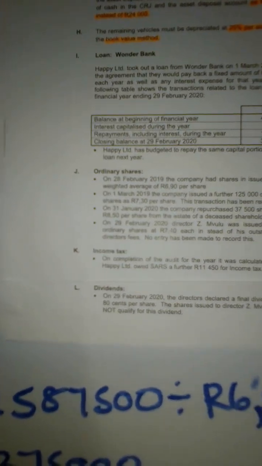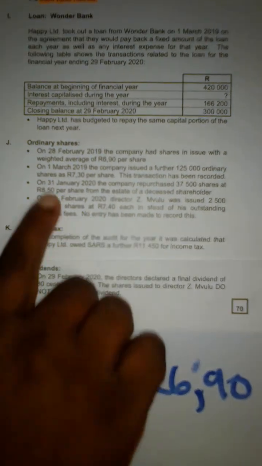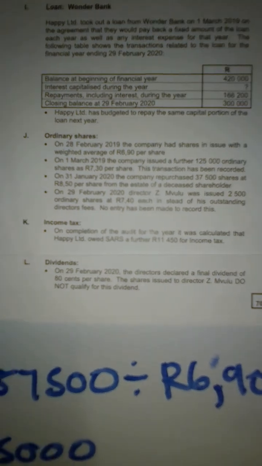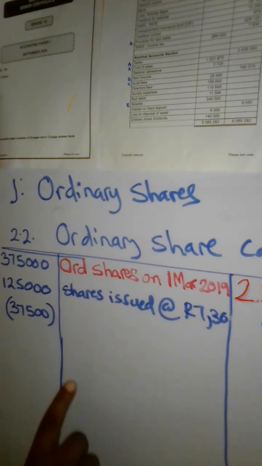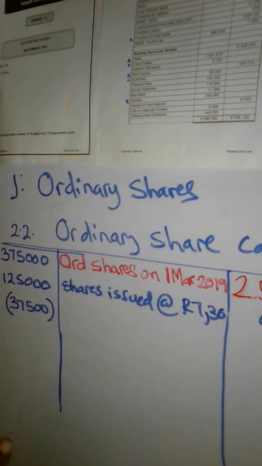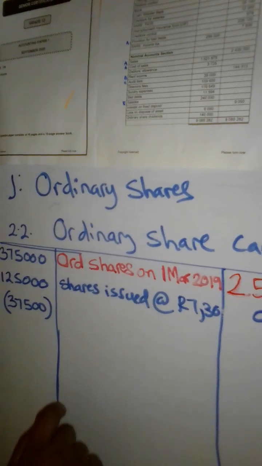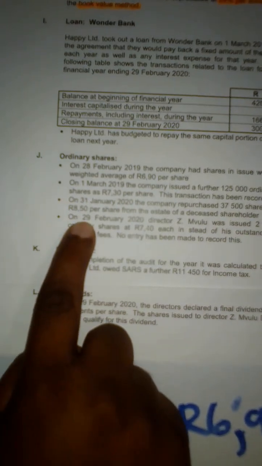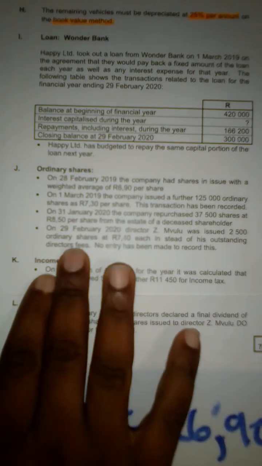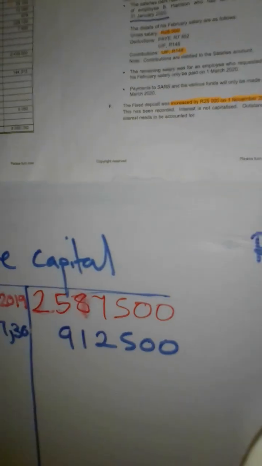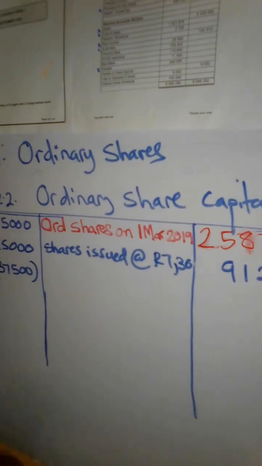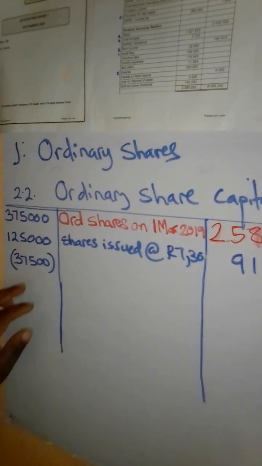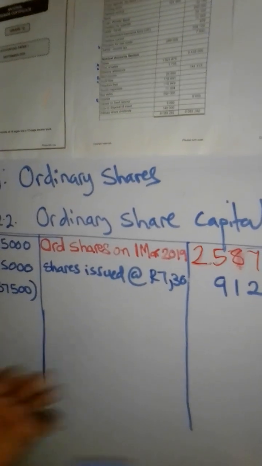This is the amount which was paid for the shares, but it is not the amount that we are going to record in our ordinary share capital account. Why? Because we are supposed to find the average issue price for these shares. This R8.50 is going to be recorded as bank, but it doesn't necessarily mean that our ordinary share capital was reduced at that amount. We have to find out exactly what the average issue price of those 37,500 shares was.